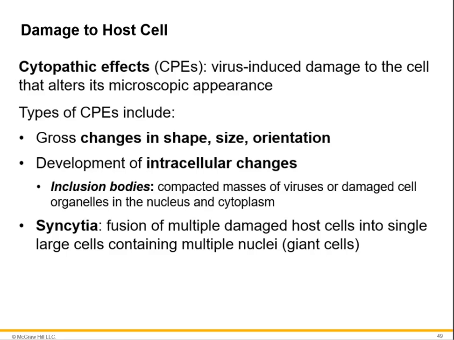We see things called inclusion bodies, which are masses of viruses or damaged cell organelles. And then you frequently see syncytia. This is the fusion of multiple damaged host cells, and they fuse together to form a single large cell containing multiple nuclei. And we call these large cells giant cells.